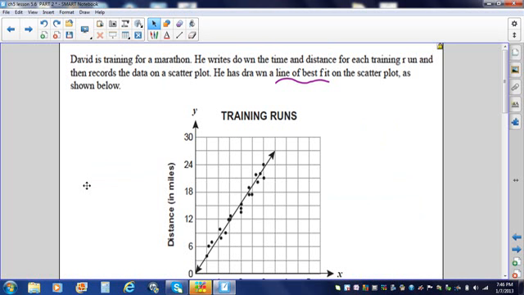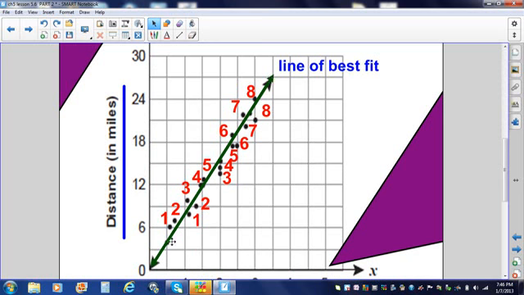All right, here we have a problem. David is training for a marathon. He writes down the time and distance for each training run and then records the data on a scatter plot. He has drawn a line of best fit, our vocabulary word for today, or a line of fit on a scatter plot as shown below. This is what they mean when they talk about a line of best fit or a line of fit. Take a look at the line here I have in green.